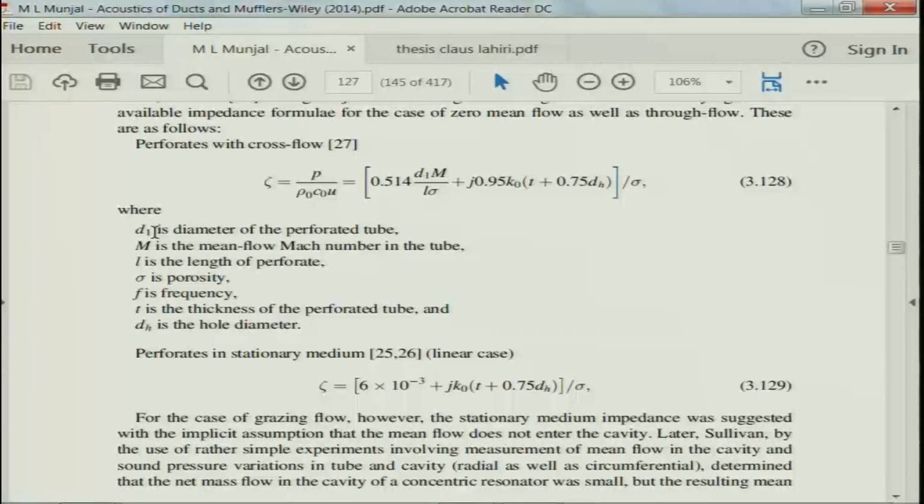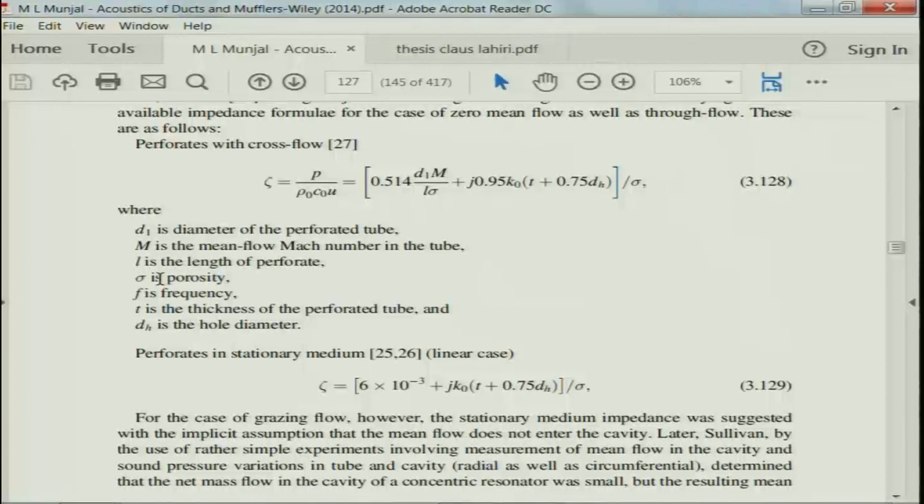For the cross flow, d1 is obviously the diameter of the perforated pipe, and M is the mean flow Mach number, M or M naught, whatever you want to say. Sigma is the porosity. Porosity varies anywhere between 5% or typically 7% to about 28 to 30%. So, 30% porosity means it is highly porous. It is acoustically transparent, as though waves can go through from the inner pipe to the annular section without much obstruction. Acoustically speaking, the perforated bridge does not exist.